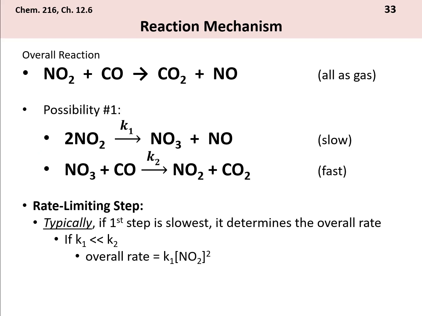So let's say we had that reaction that we talked about, and we said this first step is slow, the second step is fast. If the first step is slowest, it determines the overall rate. So this is slow, and then as soon as I form that NO3, it reacts. So if K1 is much smaller than K2, the overall rate is just the rate of this first step. So overall rate equals K1 NO2 squared.